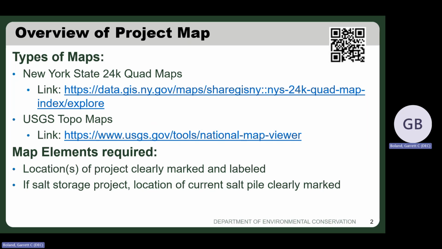There are a few key items to consider while making the map. If there are multiple project locations, for example, when there are multiple culverts to be worked on, you must put a symbol on each location where work will take place. If needed for clarity, you can make multiple maps for all project locations, but they must be uploaded as a single document. For salt storage projects, it is required to mark the new salt storage structure and the location of the current salt pile, if it is different than where the storage structure will be built.